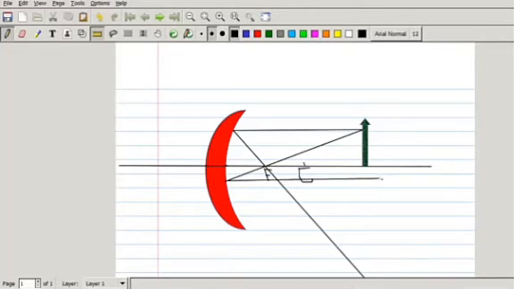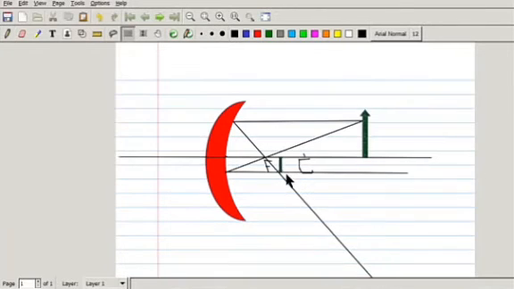After reflection goes parallel to the principal axis. So where will we get the image? See, where will we get the image? We will get the image where the two lines meet, is it not? Where is the image? This line after reflection passes through here.